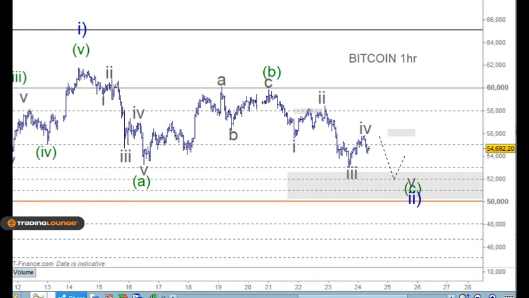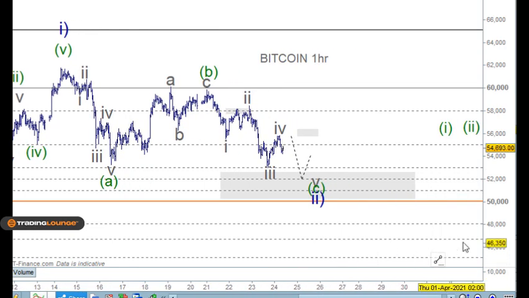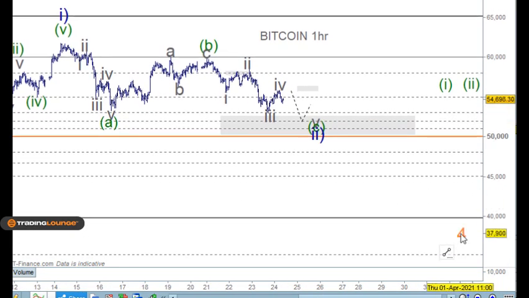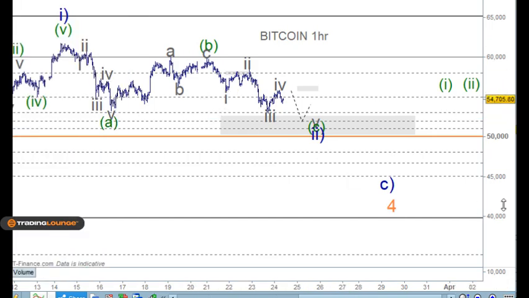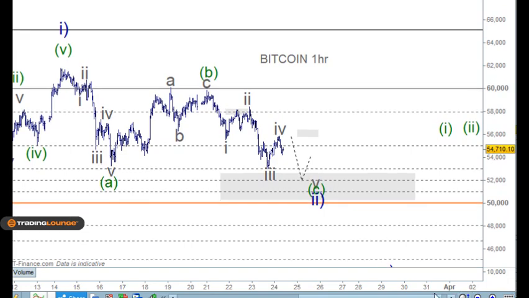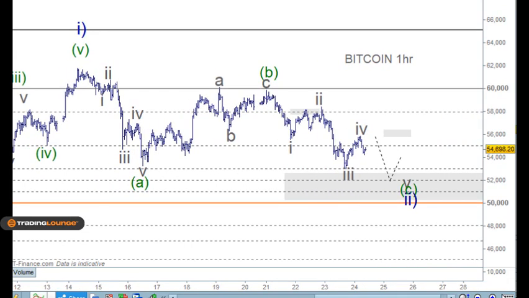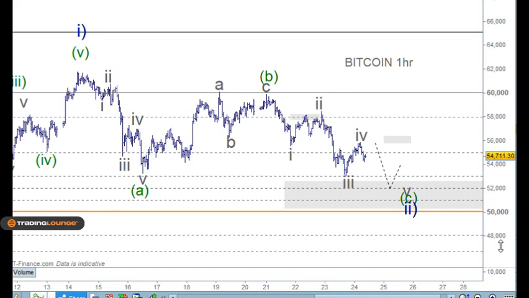I'll figure that out. But in figuring it out, you also need to be mindful of the other pattern here, the wave 4, that can bring us down to the 40,000 here, the wave C of 4 down here. So going long here, you'd need to be able to really clarify with the evidence why you're moving in at a particular point.